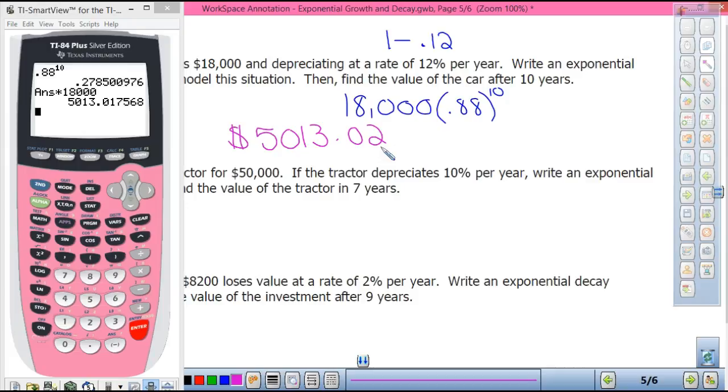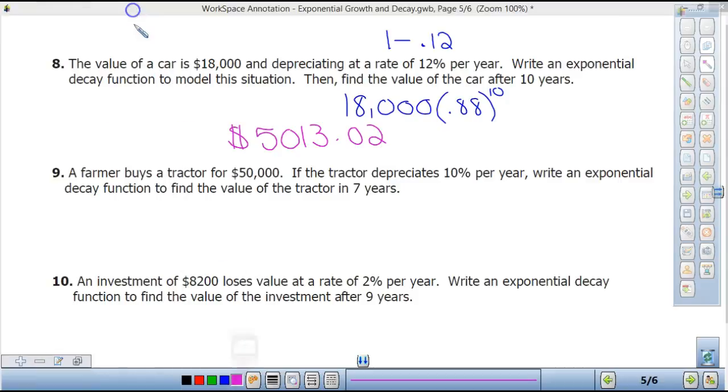All right, I want you to do number 10. Because you made a bad investment. Your investment's losing some money.